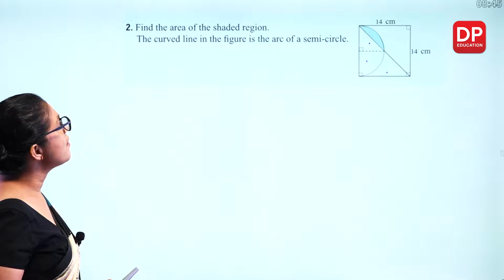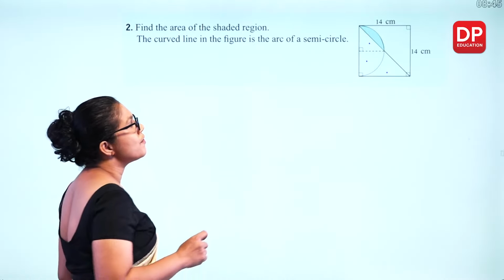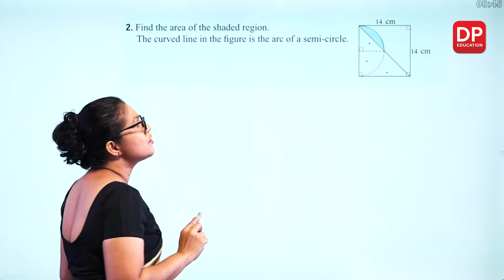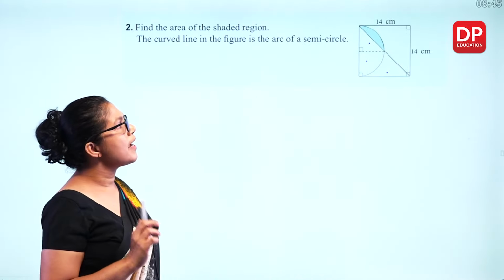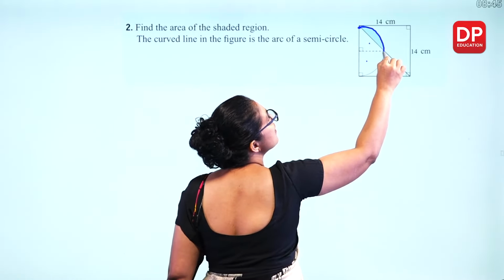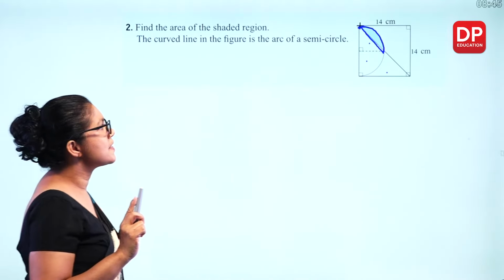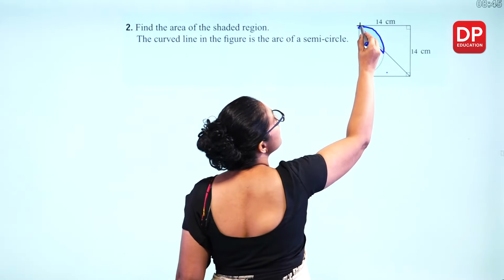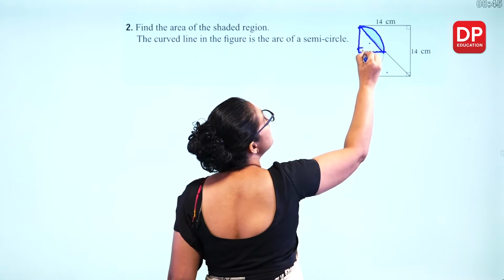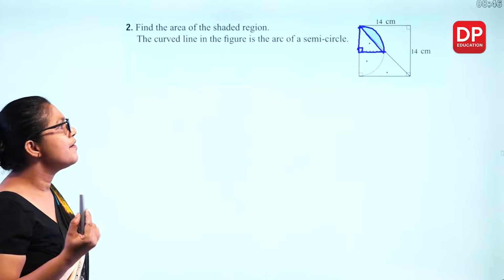It says find the area of the shaded region. The curved line in the figure is the arc of a semicircle. So this is the arc of the semicircle. When you look at the diagram carefully, we need to find out the shaded region. How can we find out? We don't need all these shapes. When you look at this diagram, can you see if you take this quarter of a circle and then subtract the triangle, you get the shaded region.